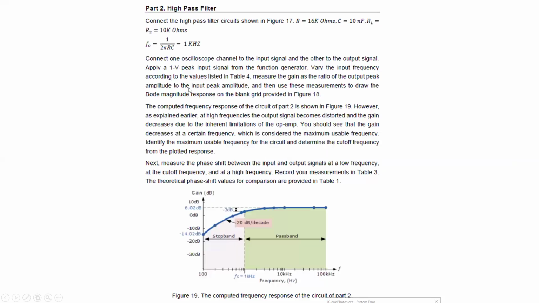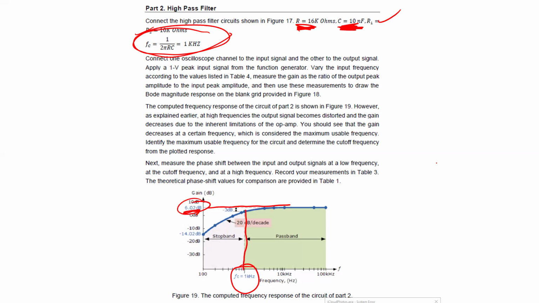So here I'm not asking you to design anything because I know this lab comes at the end of the semester. So here you can see R, make it 16K, and C should equal 10 nanofarad. And then use R1 and R2 this way. If I calculate this, the calculated cutoff frequency should be 1 kilohertz. Just to make sure it is 1 kilohertz. So here it has to correspond to 1 kilohertz as you see here. Again, because here you have to start from 6, because 6 corresponds to when your gain is 2. So if you calculate 20 log of 2, it's going to give you 6.